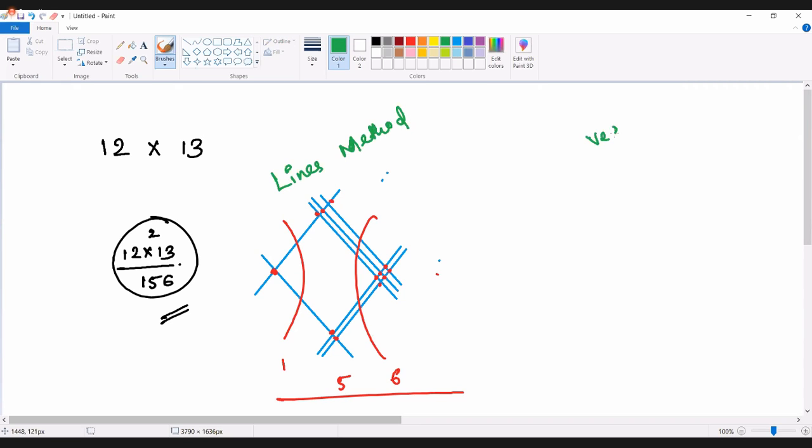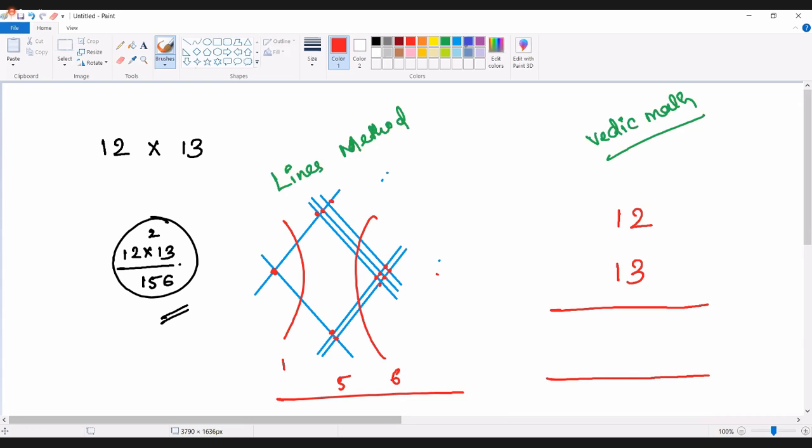That's why we are trying to introduce a method that is nothing but the Vedic math approach. Using the Vedic math approach, if you want to find out the product of any numbers, like 12, I am just multiplying with 13. What is the product of this is the question.